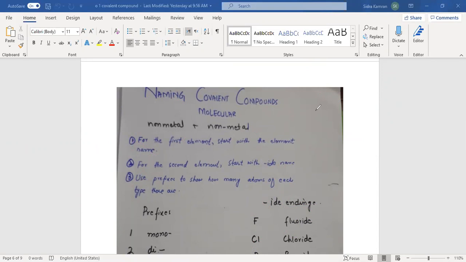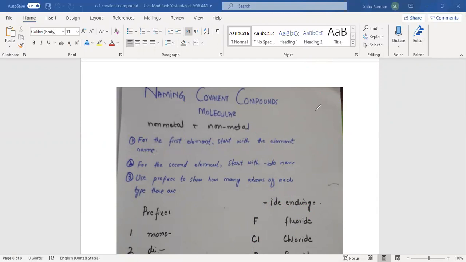Simple covalent compounds are just small molecules like oxygen gas, carbon dioxide, and water molecules. These are simple covalent compounds. But there are complex macromolecular covalent compounds, the giant covalent compounds, bigger in size, like diamond and graphite. They are not simple covalent compounds; they have very giant structures. So we have divided them into simple covalent compounds and macromolecular compounds.